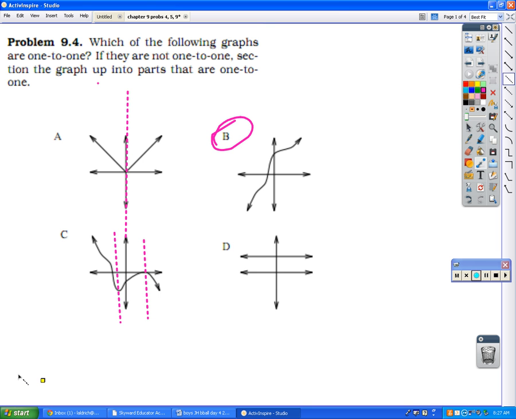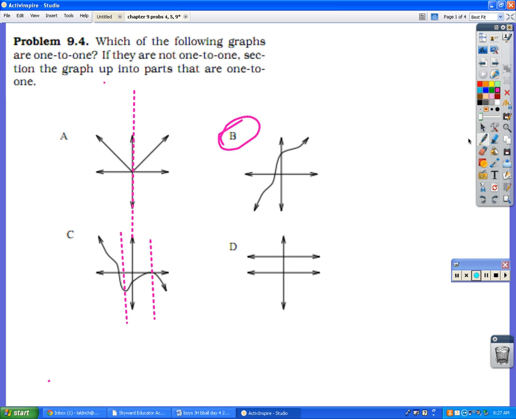How about D? Can't do it. Yeah, I can't do that. No way you can do that. Absolutely no way. All right, so any questions on that one?